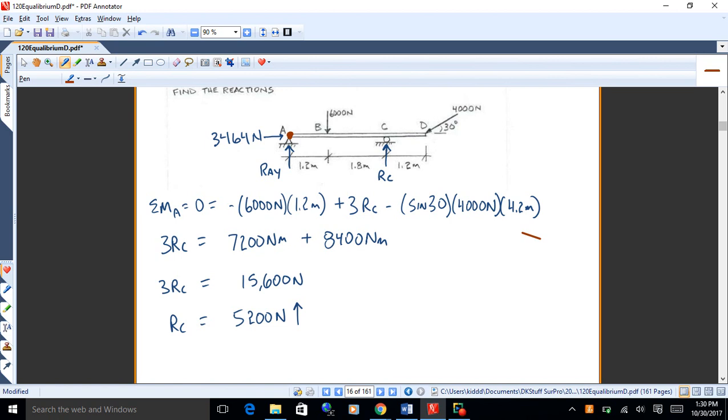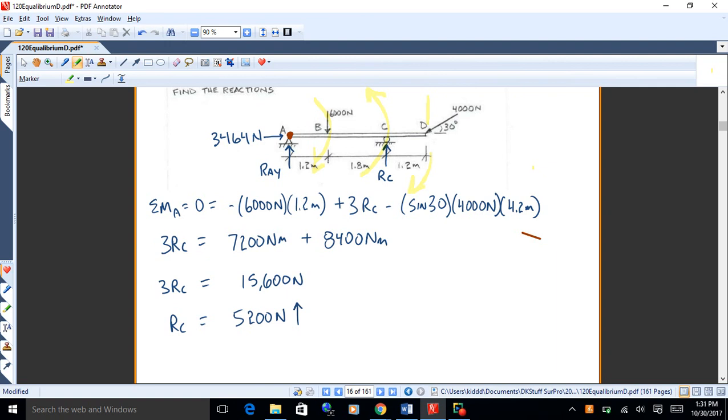Okay. And then I've got RC itself, which I want to solve for. That's got a moment arm of 3. That's counterclockwise, so it's positive. And then I just want the sine of 30 of the force on the end, because that's the Y force. The X force goes right through A, so don't worry about that. So sine of 30 times 4,000 times its moment arm, which is 3 plus 1.2, it's 4.2. It's clockwise, negative. Okay.